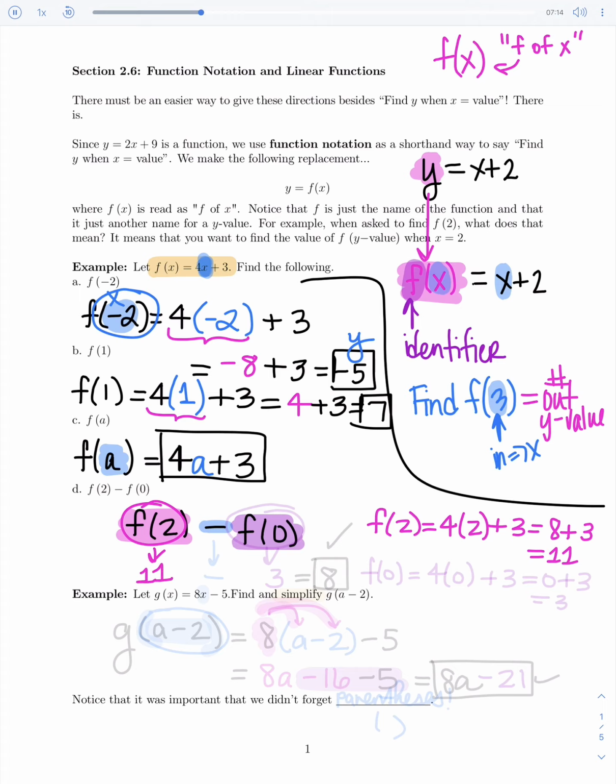We also needed to find f of 0. So let's do that too, which would be 4 times 0 plus 3. Well, 4 times 0 is just 0, plus 3 is just 3. So f of 0 here is just the number 3. Then what were we supposed to do to these two values? We were subtracting. So 11 minus 3 is going to give us a positive 8. And that's our final answer.